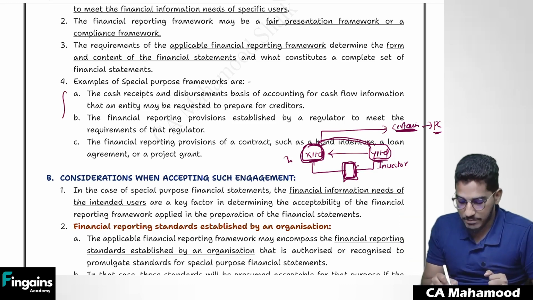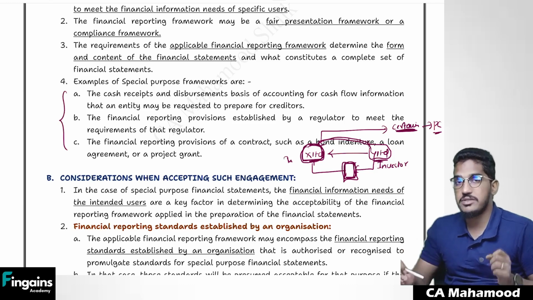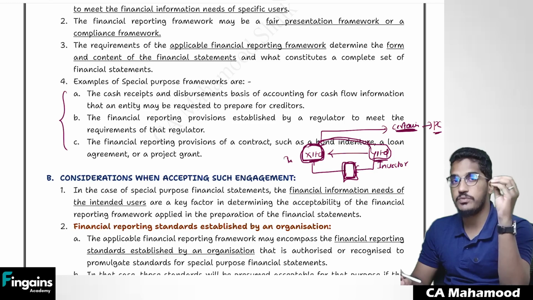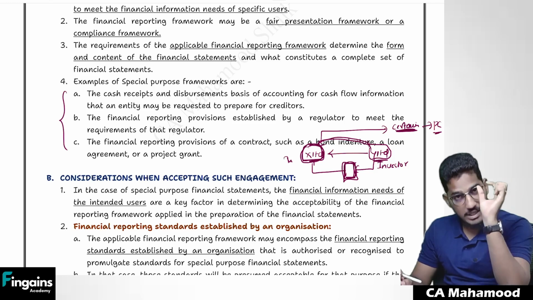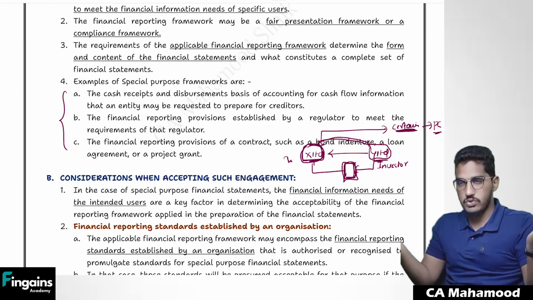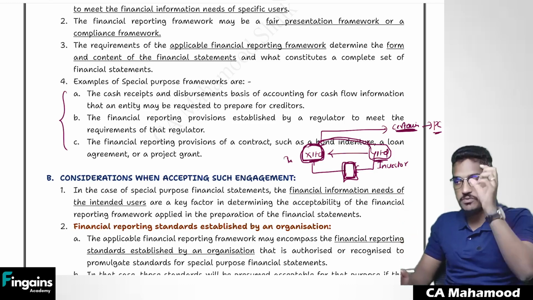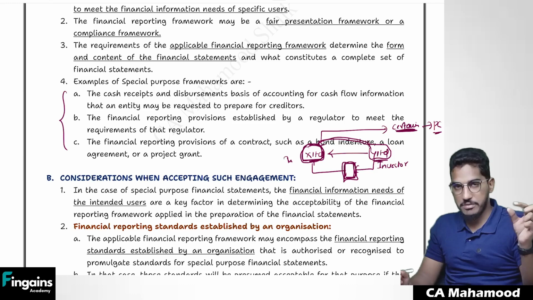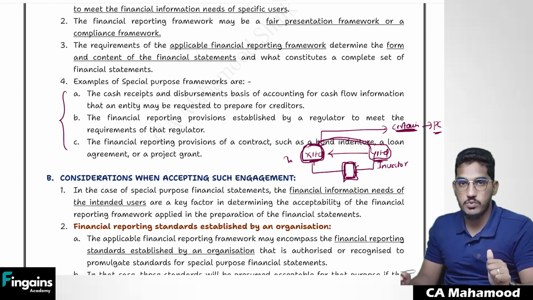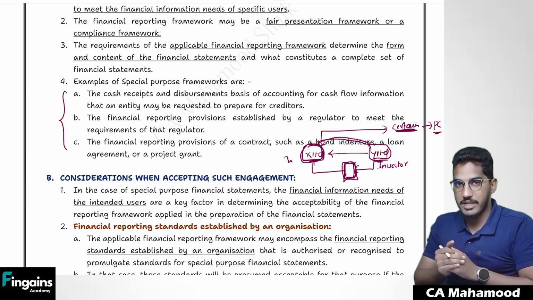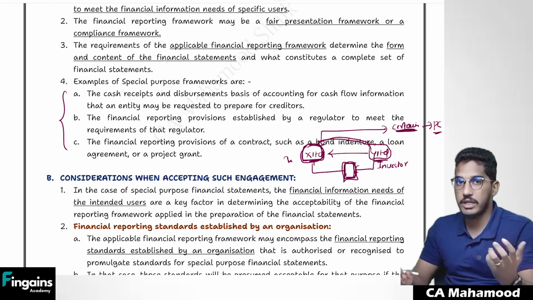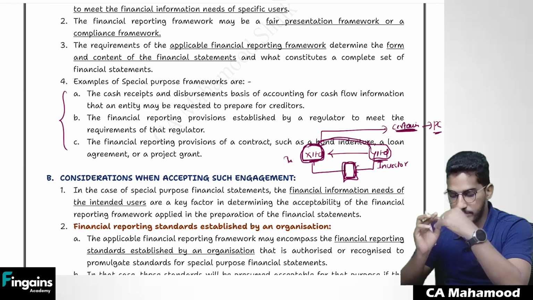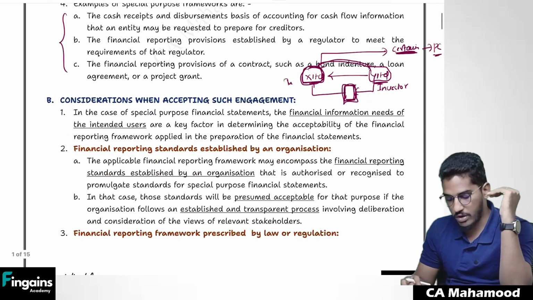So if you look at the examples I have told you, all these financial statements are being prepared to fulfill the information requirements of specific users, not for general users, not for use by everybody. These financial statements are prepared to meet the information requirements of one or two specific users. And if the client approaches you and asks you to do the audit, what things do you have to consider? That is what SA 800 is going to talk about.